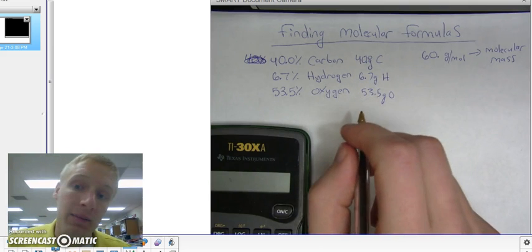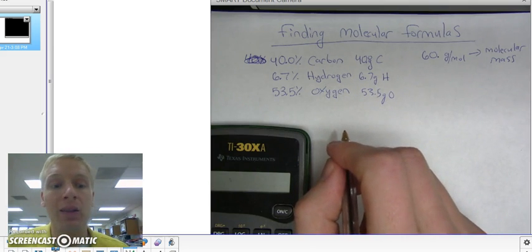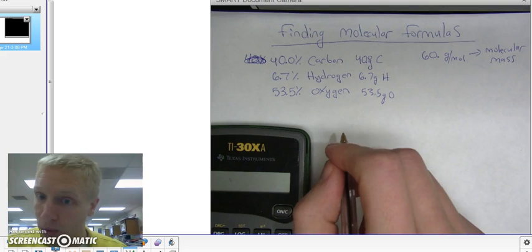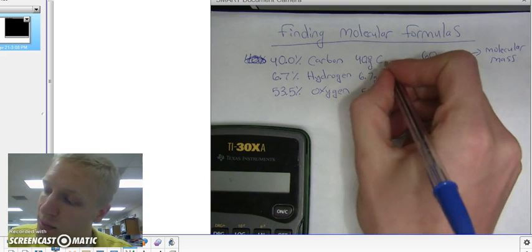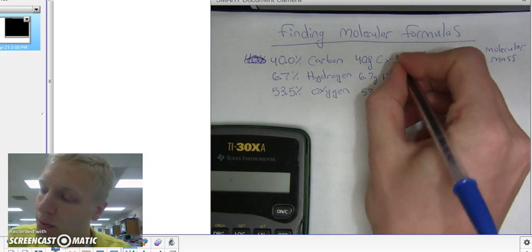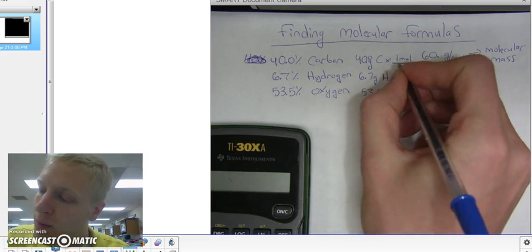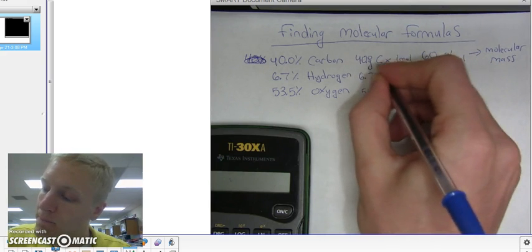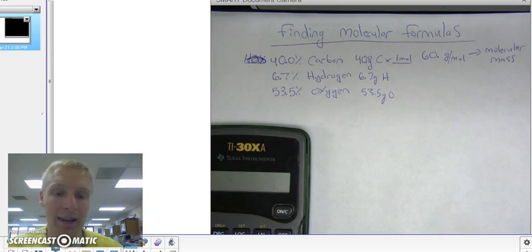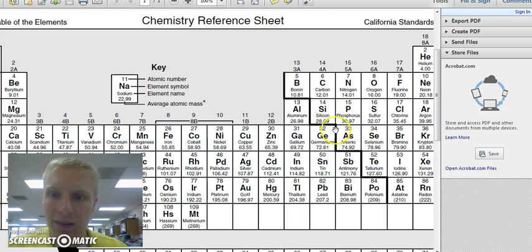And when finding the empirical formula, I have to find the lowest whole number mole ratio, keyword mole. So I'm going to convert all of these grams to moles. Put what I want on top, 1 mole for every so many grams of carbon. I have to look at my periodic table, and we've got carbon, which is 12.